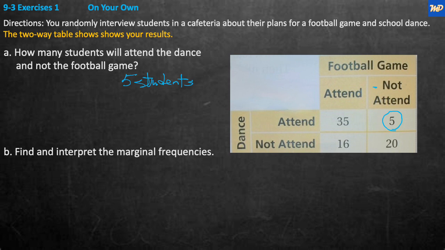Five students will attend the dance and not the football game. Okay, find and interpret the marginal frequencies. So let's do that. Let's draw up the table here for the marginal frequencies.